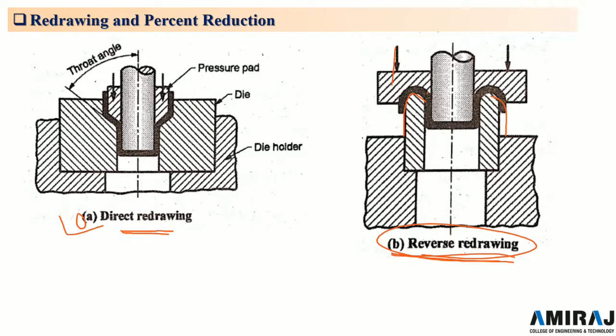Here the material will be worked more uniformly as compared to direct redrawing. This is useful in deep drawing of rectangular sections to take care of the higher tendency of wrinkling in such sections.